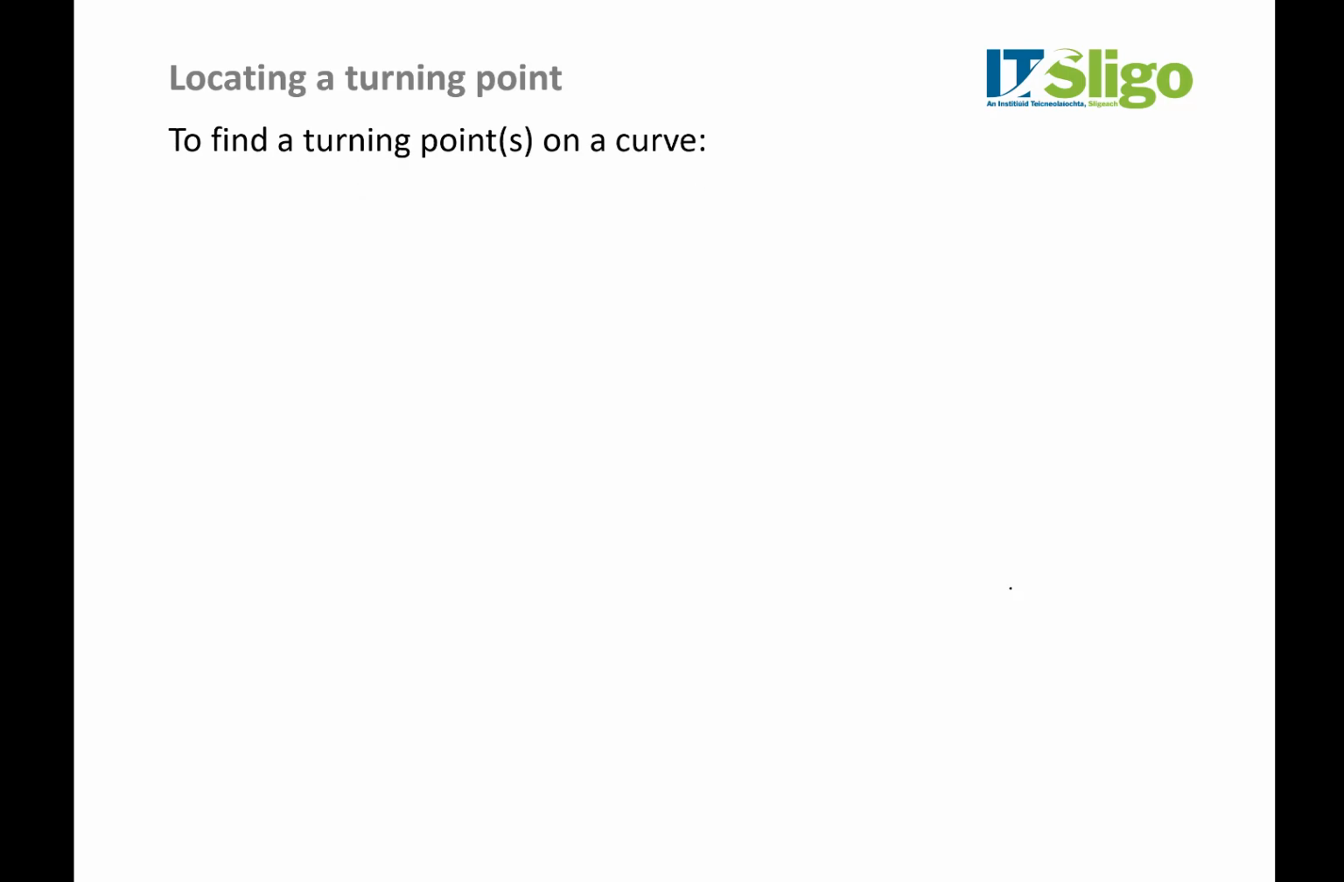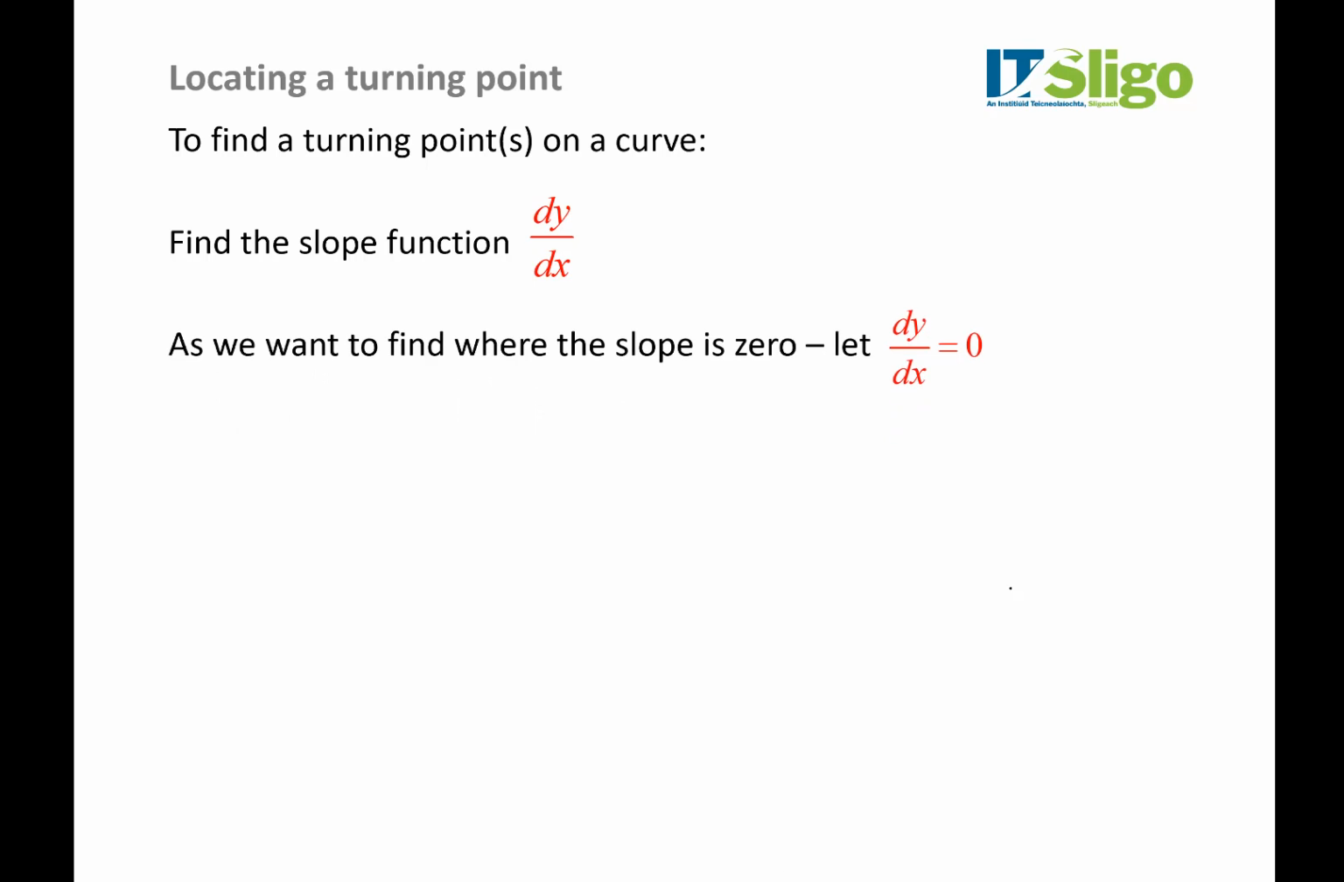So just a quick step-by-step, how do we do it? Well, first we want to find the slope function dy dx. Remember, that's all dy dx is. It's a function that gives us the slope at any value x on the curve. We want to know where the slope is 0. So once we've found dy dx, we let dy dx equal 0. It just becomes an equation. And we solve for x.